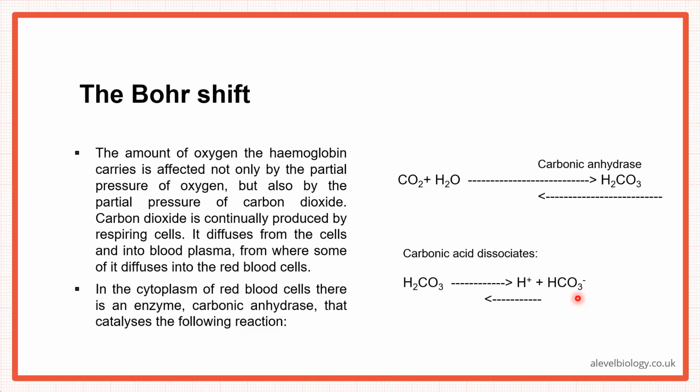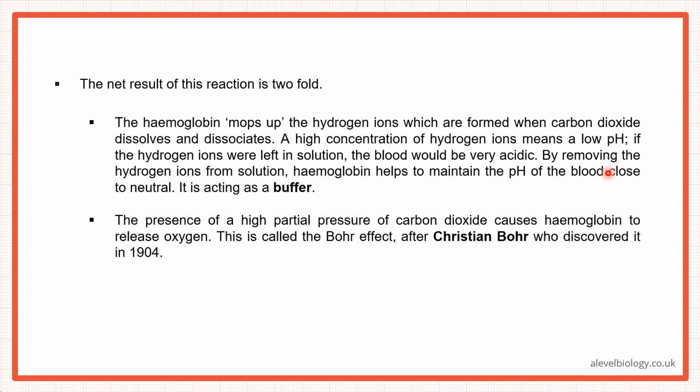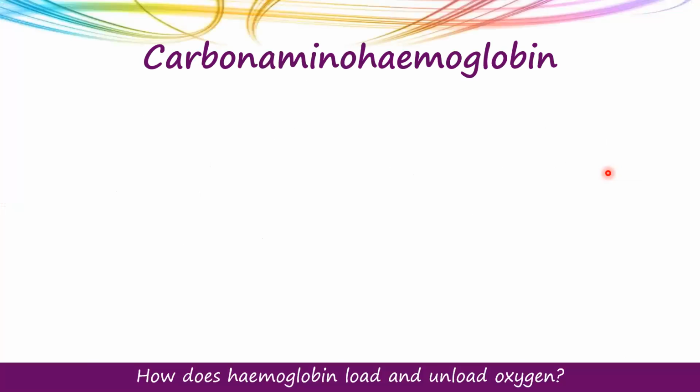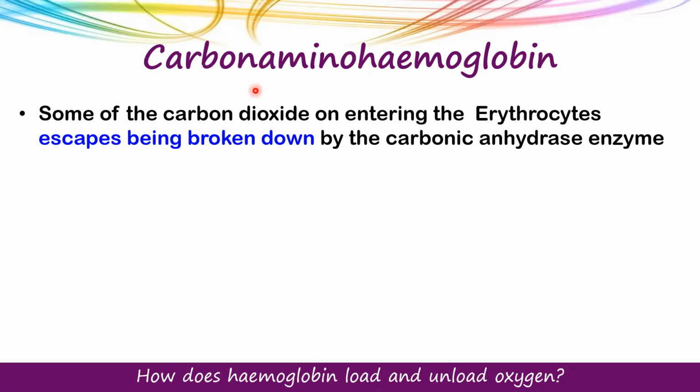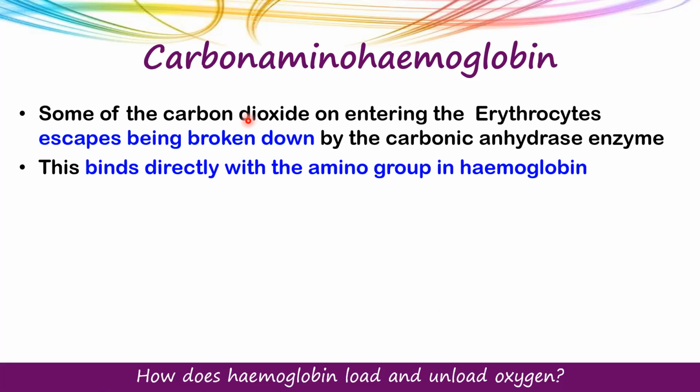The remaining 10%: not all of the carbon dioxide is reacted on by carbonic anhydrase. Some of it actually skips this part. Some of it is not catalyzed by carbonic anhydrase. So what happens in those cases is that they make carbamino hemoglobin. This carbon dioxide escapes being broken down by the enzyme carbonic anhydrase, and it binds directly with the amino group in the hemoglobin.